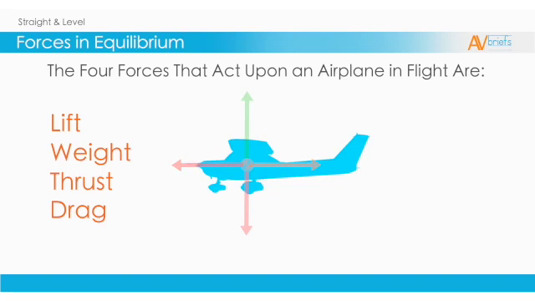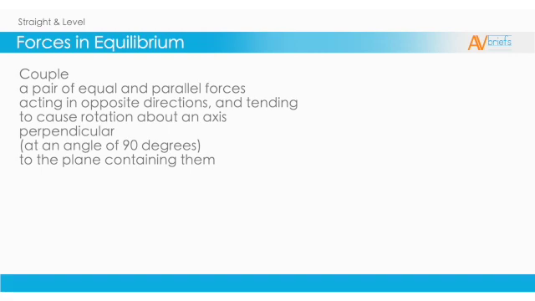These forces are designed by our friendly engineers to work in certain ways together. To really understand this, let's look at another word, which is a couple. A couple, for our interest, is a pair of equal and parallel forces, acting in opposite directions, and tending to cause rotation about an axis. It acts perpendicular, which is to say at 90 degrees, to the plane containing them. A plane is a straight line, along which a force acts.